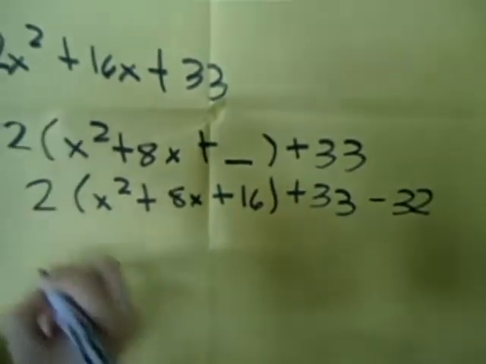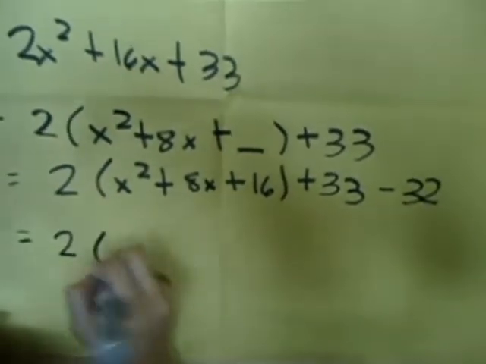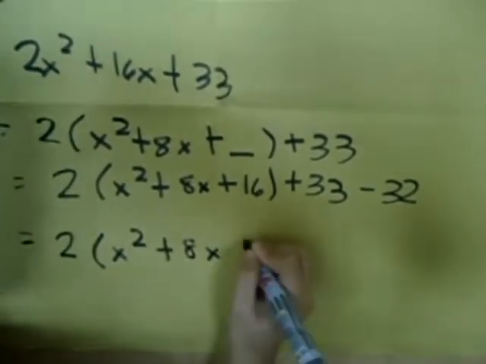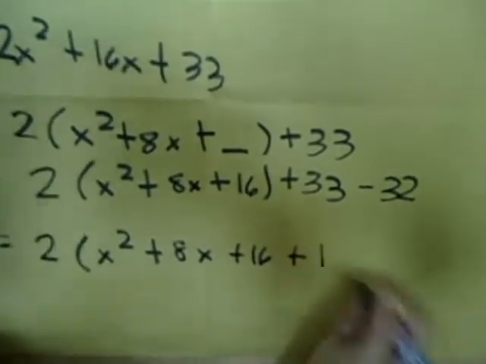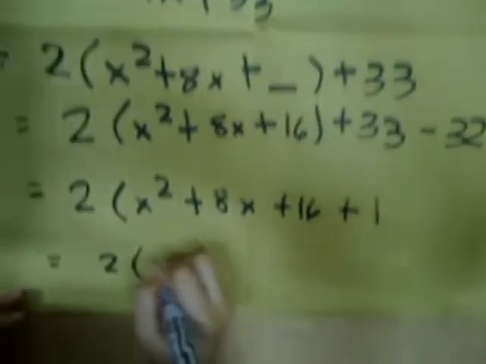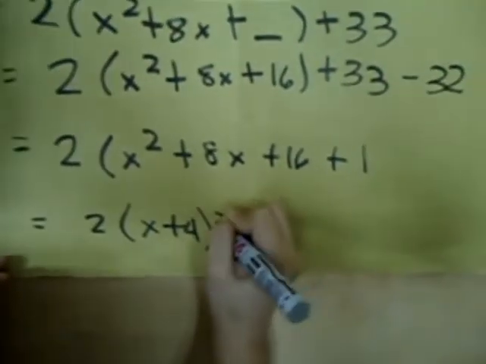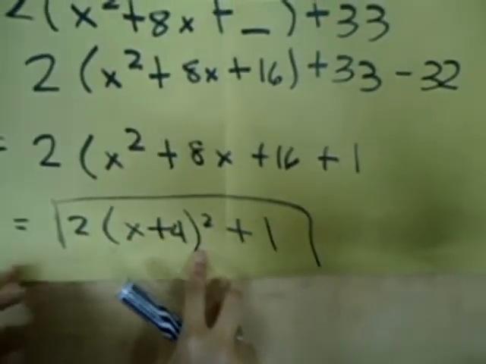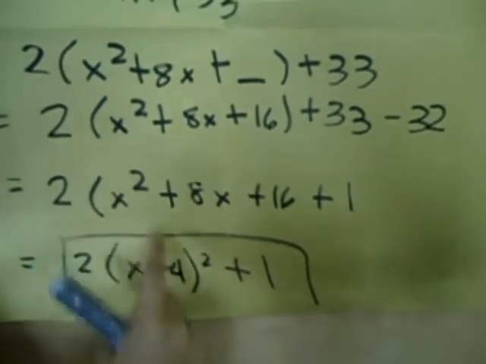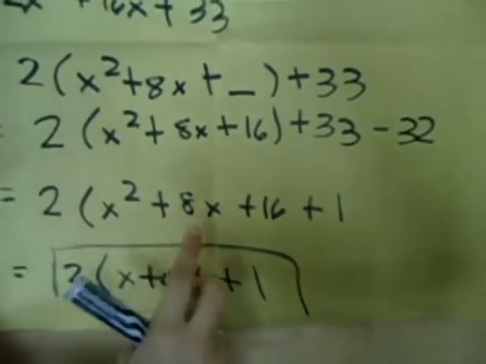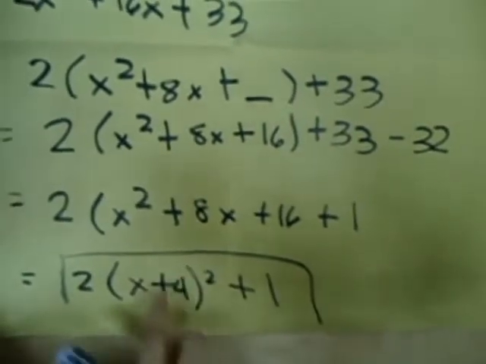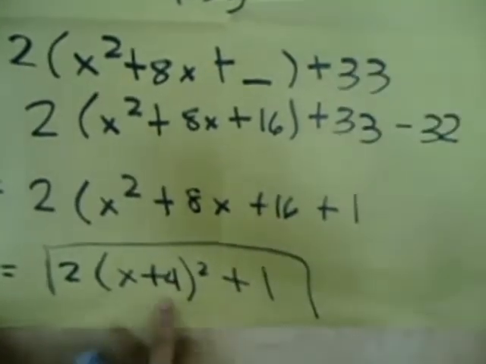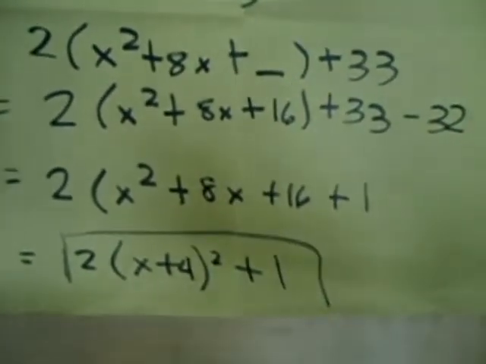It will become 2 times x squared plus 8x plus 16, plus 1. So the final answer is 2 times x plus 4 squared plus 1. We get x plus 4 because we find the square root of x squared, which is x. Then we copy the sign of the second term, which is positive, so it becomes plus. Then we look for the square root of 16, which is 4.